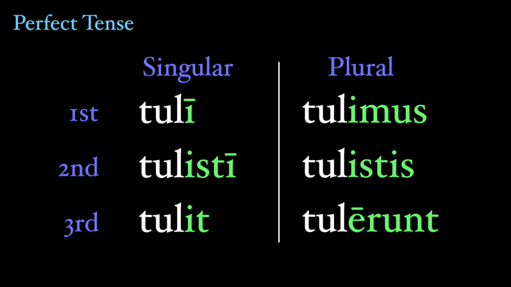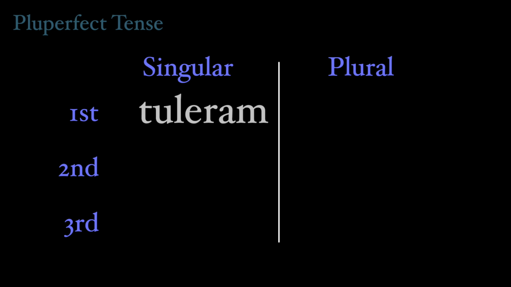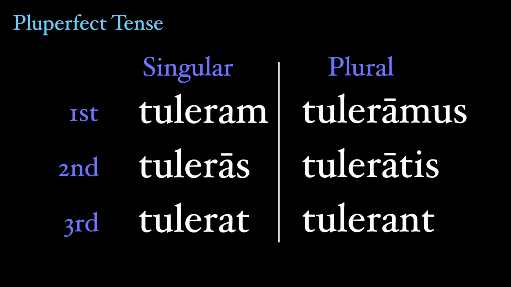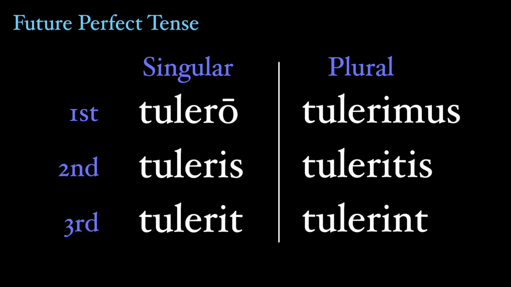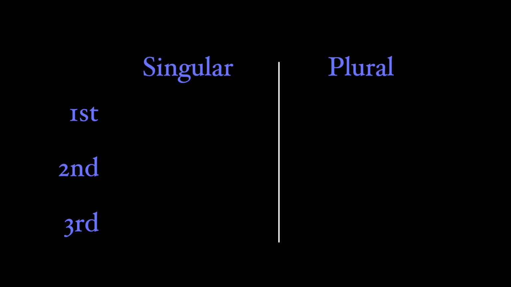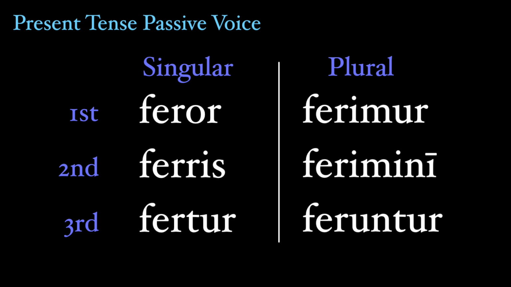Tuli, tulisti, tulit, tulimus, tulistis, tulerunt in the perfect, tuleram, tuleras, tulerat, tuleramus, tuleratis, tulerant in the pluperfect, and tulero, tuleris, tulerit, tulerimus, tuleritis, tulerant in the future perfect. I didn't go into the present system of passives because you really just swap off the active personal ending and replace it with the passive one.